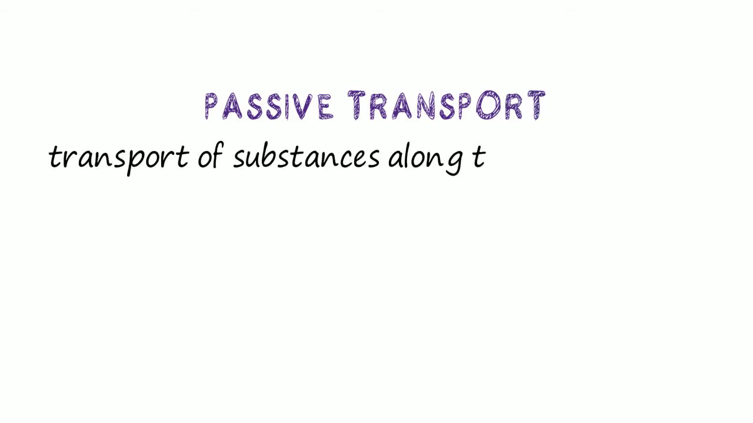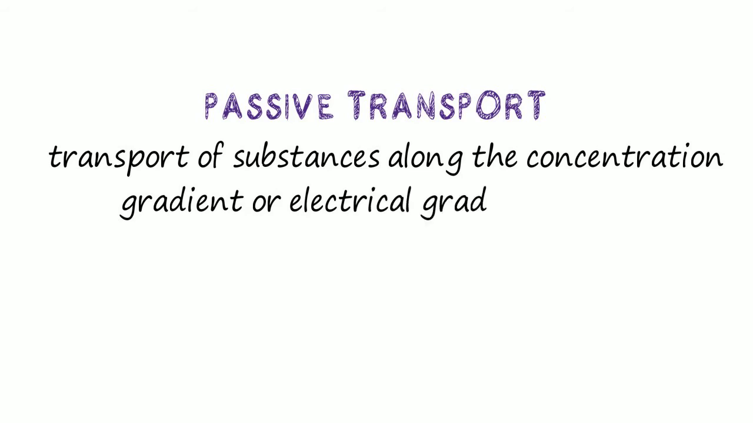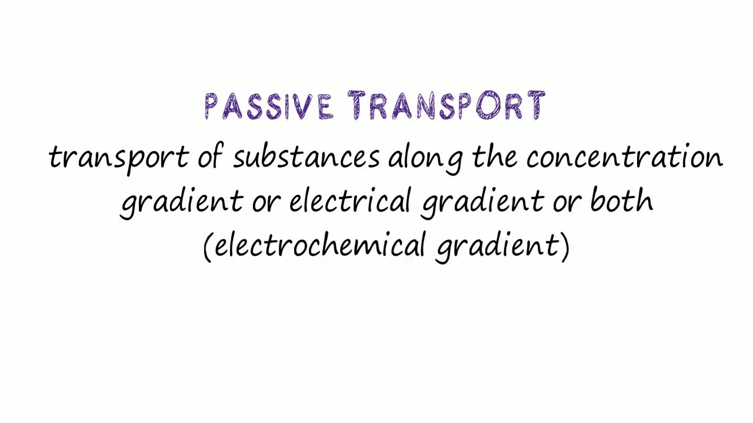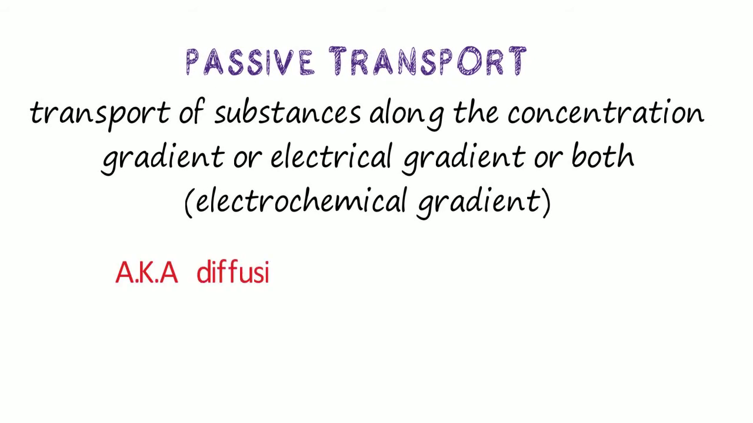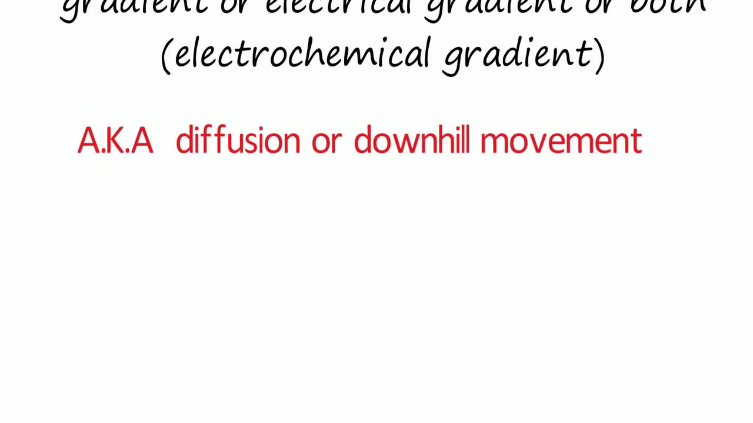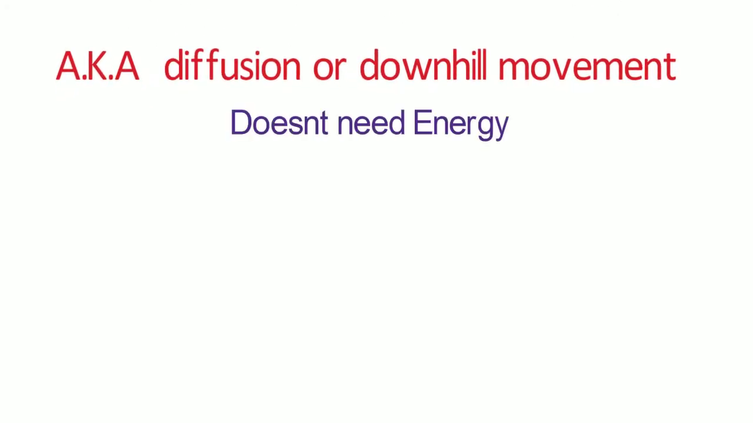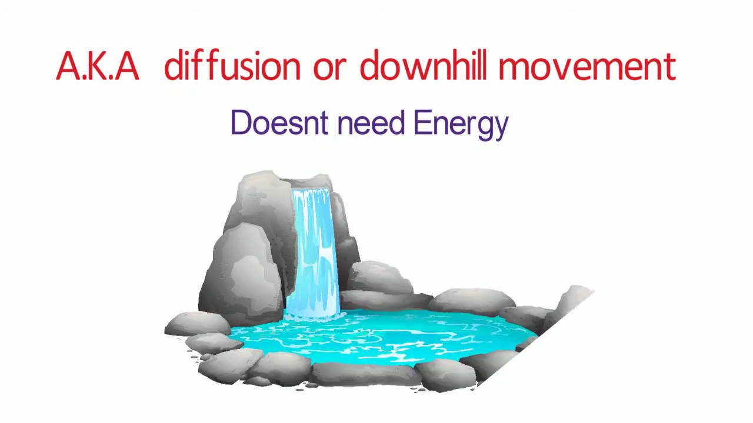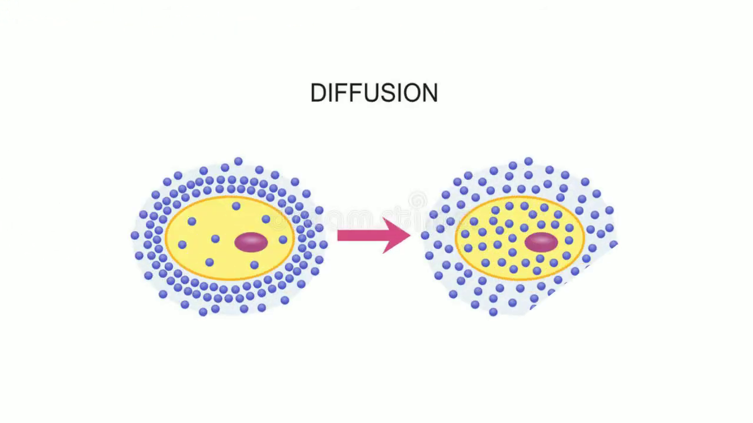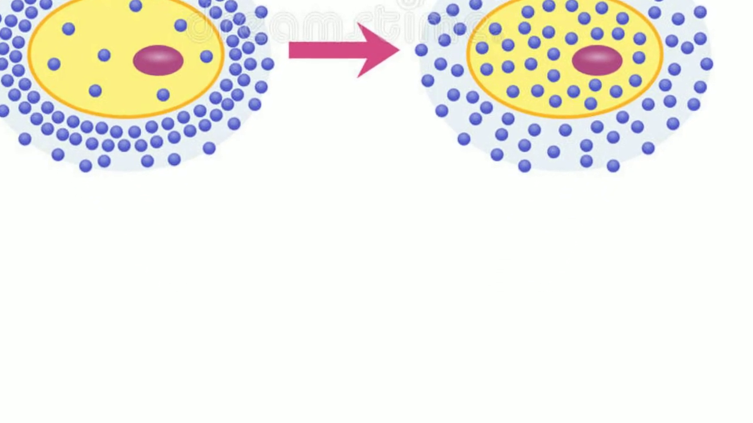Passive transport is the transport of substances along the concentration gradient and the electrical gradient, or both, the electrochemical gradient. It's also known as diffusion or the downhill movement. It does not need energy. It's just like swimming in the direction of water flow in a river. Here the substances move from the region of high concentration to the region of low concentration.